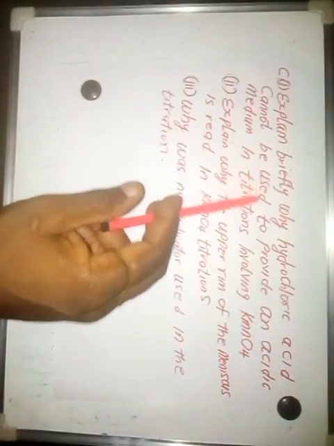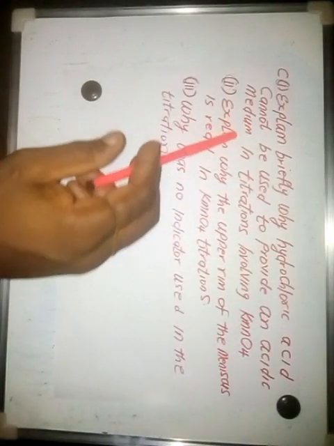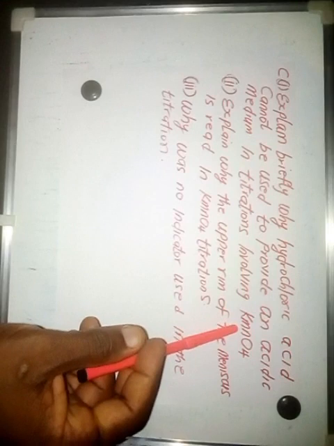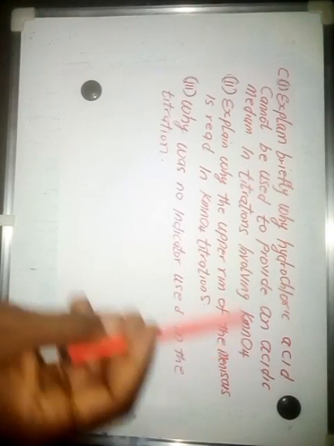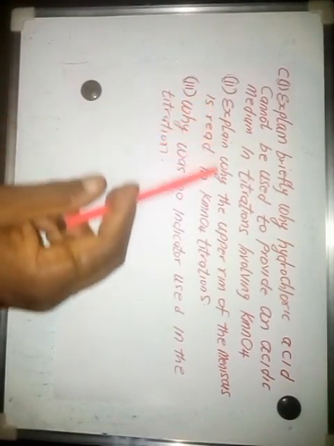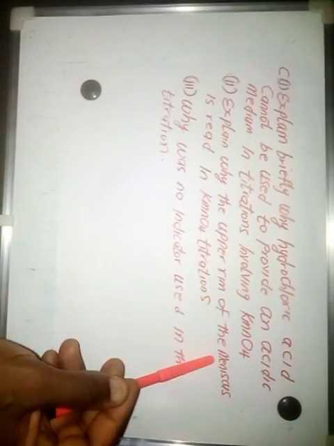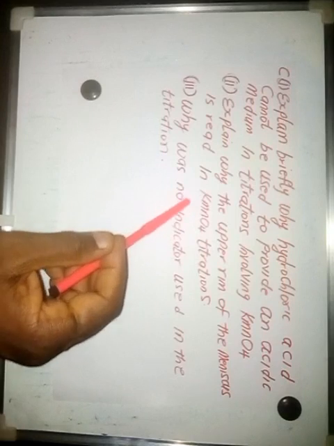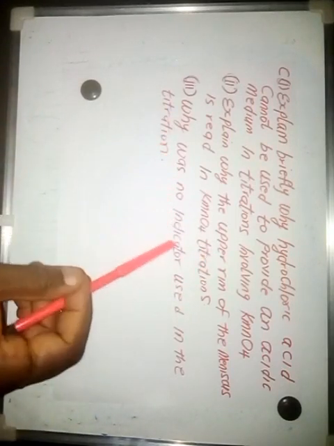They said, explain briefly why hydrochloric acid cannot be used to provide an acidic medium in titrations involving potassium tetraoxomanganate(VII). Two, explain why the upper rim of the meniscus is red in potassium tetraoxomanganate(VII) titrations. And the last one, why was no indicator used in the titration?